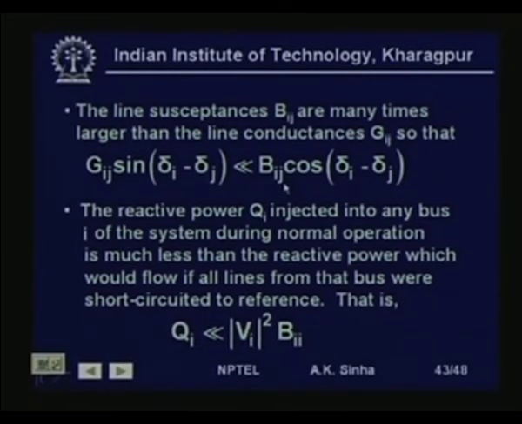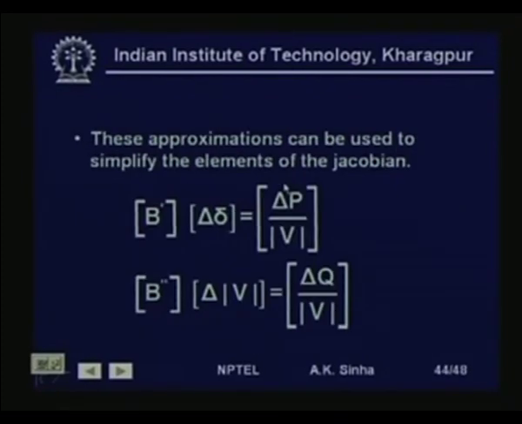In that case the Jacobian matrix terms become constant, that is, we have terms B dash and B double dash, which are nothing but the negative of the susceptance elements of the Y bus matrix. So, these two are decoupled equations that need to be solved to calculate delta delta and delta V. This is what we do in fast decoupled load flow.